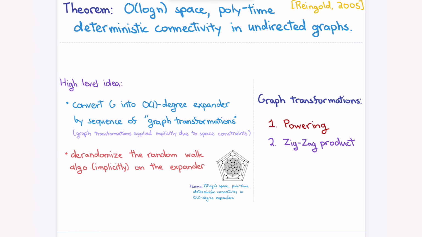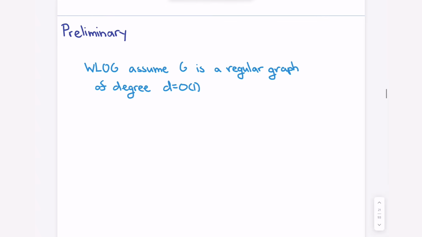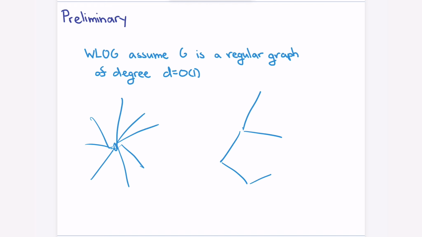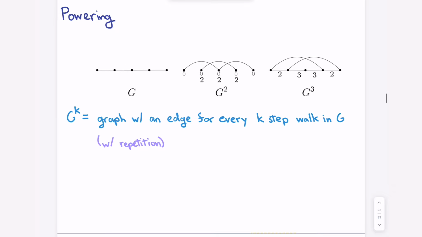All right. As a preliminary, we can assume that G is a regular graph with constant degree. How? If it's a very high degree graph, I can transform it into something like a 3-degree graph by splitting each vertex into a cycle. So we're just going to assume G is constant degree to start.